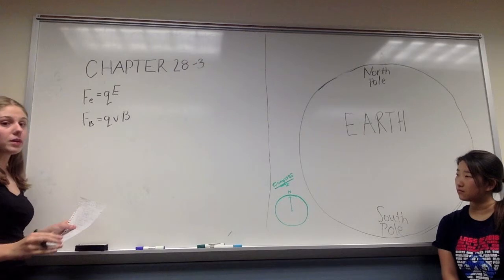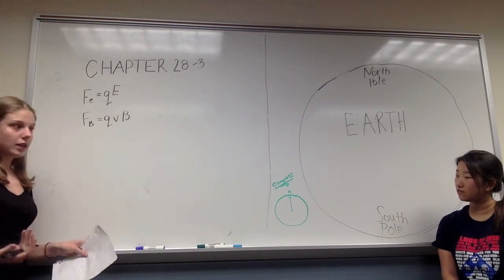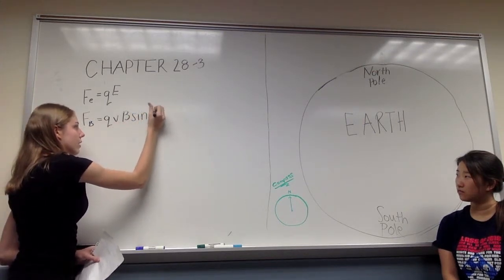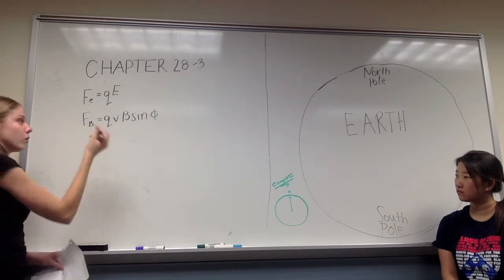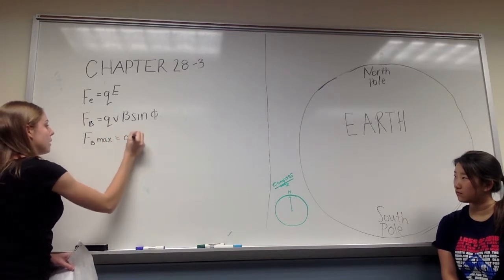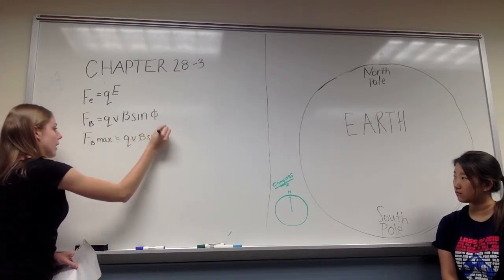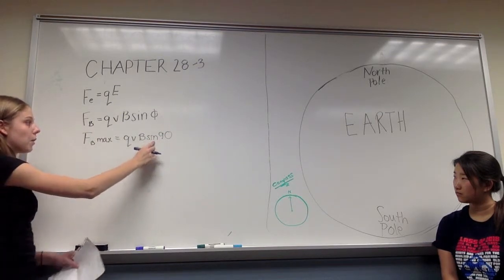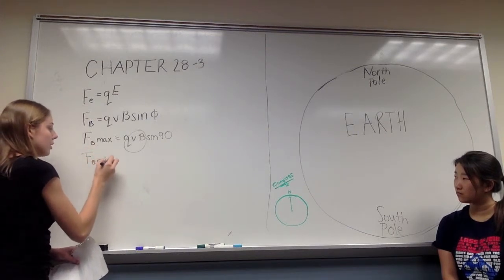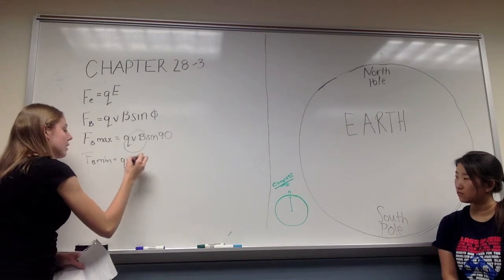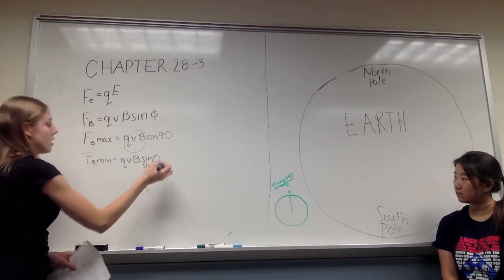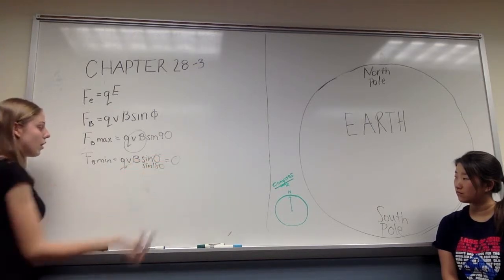Now, if V and B aren't perpendicular and they're at an angle, we have to use a reducing agent because the force won't be as strong. So we use sine phi. Now, the max of force magnetic would equal QVB sine of 90, because sine of 90 would be 1, so we just get QVB. Where the minimum is QVB sine of 0, or we could use sine of 180, because the whole thing would be equal to 0.